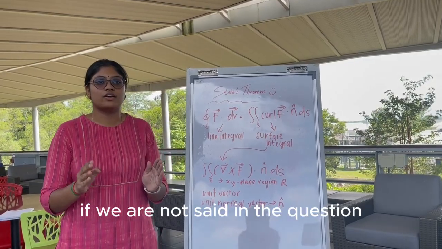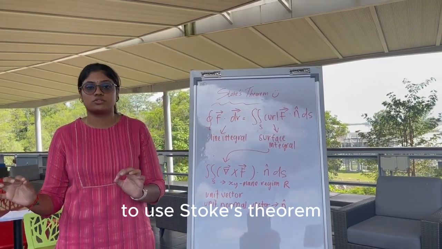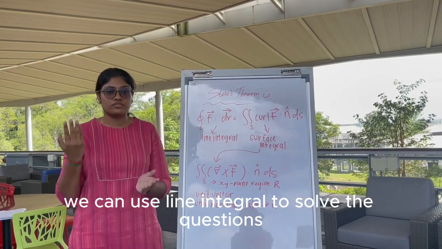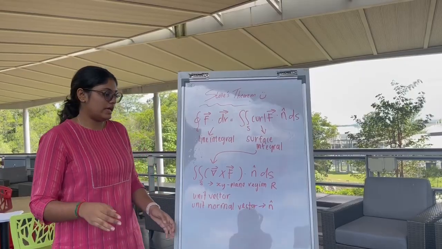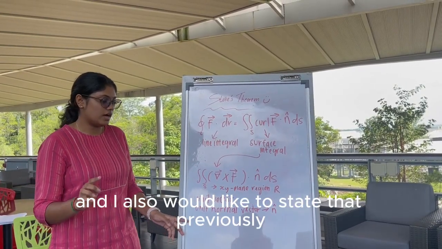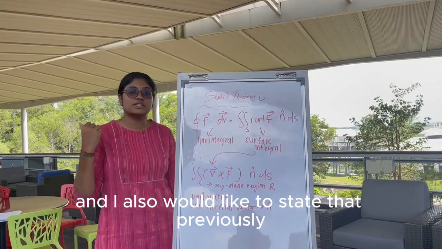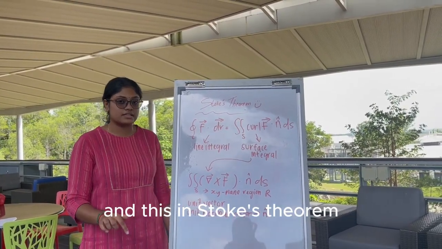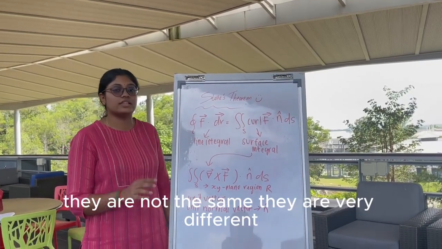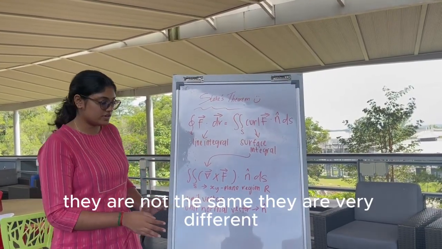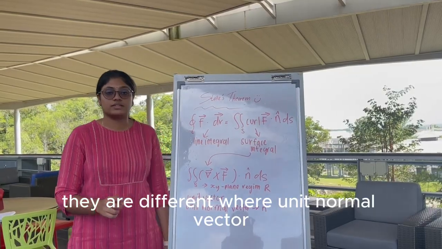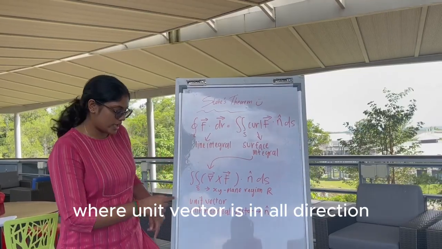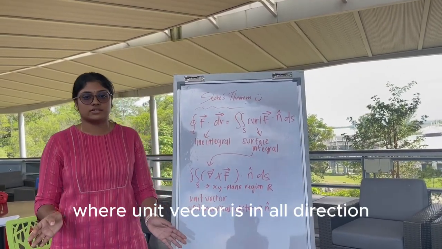if the question does not say to use Stokes theorem, we can use the line integral to solve the questions. I also would like to state that previously we learned about the unit vector, and in Stokes theorem we learn the unit normal vector. They are not the same. They are very different. The unit normal vector points perpendicular to the surface, whereas the unit vector is in all directions.